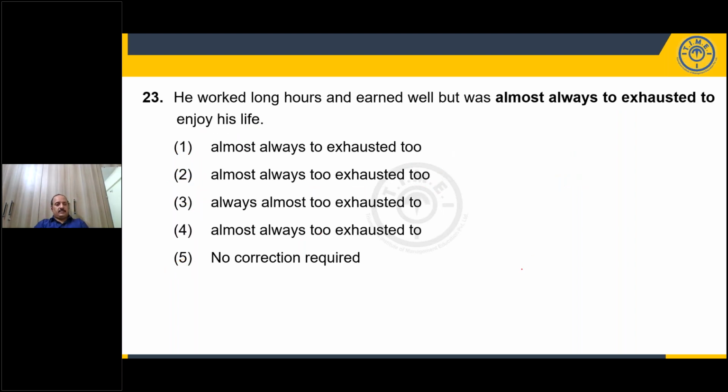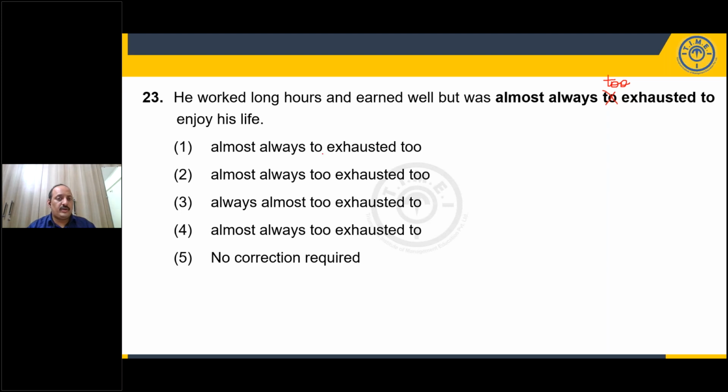And lastly, the question number 23rd. He worked long hours and earned well, but was almost always too exhausted to enjoy his life. Now, while reading itself, what I realize is this TO is wrong. I need TOO. As we say, he's too tired to talk today, or she's too excited to listen to anything else. So it's always a TOO and a TO combination. TOO and TO. So let's see which option talks about that.